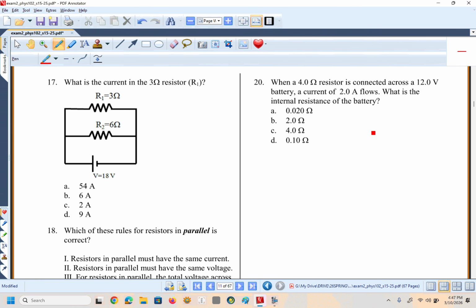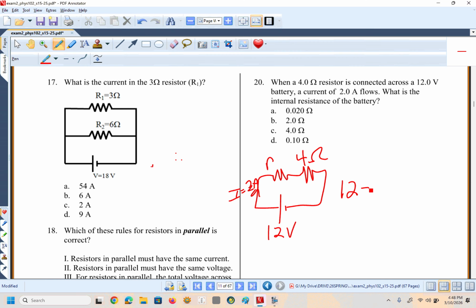I don't remember. Sure. I mean, the way you do this is I imagine that I have a battery that's 12 volts. Here's my R. My other R is 4 ohms, and I have a current equal to 2 amps. So I'd say that 12 minus 2r, excuse me, little r, minus 4 times 2 is equal to 0.